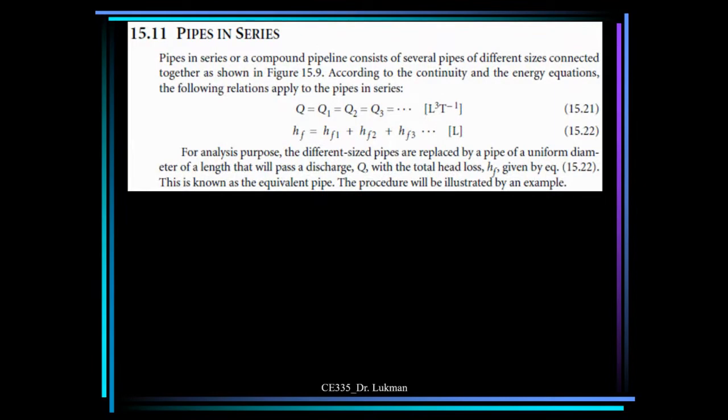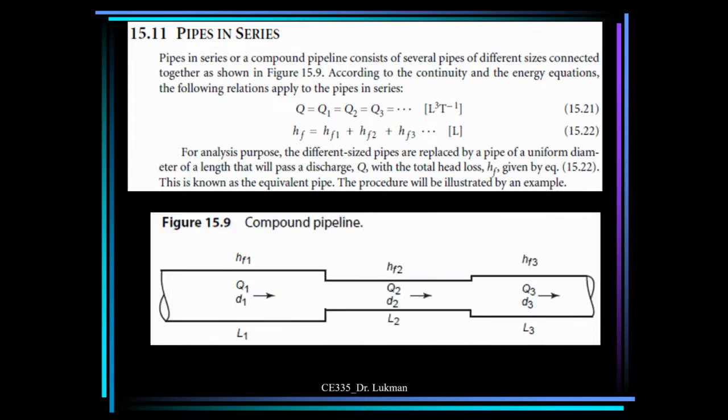Now, pipes in series. Pipes in series, or a compound pipeline, consists of several pipes of different sizes connected together, as shown in this figure. If you see this, D1 is greater than D2, and D2 is less than D3. Then you have Q1, Q2, Q3, HF1, HF2, HF3.